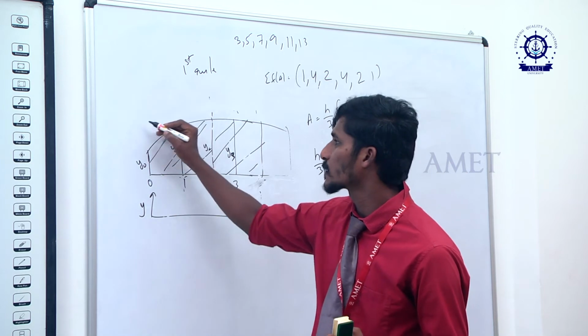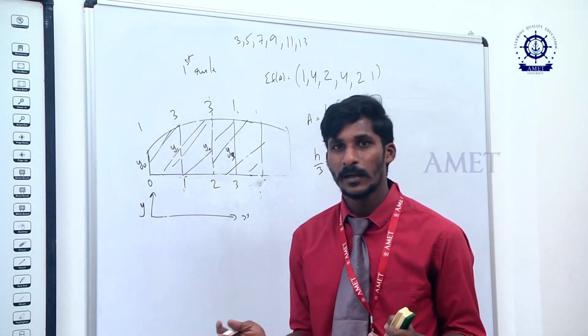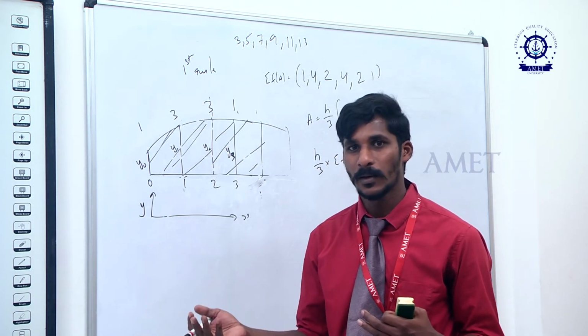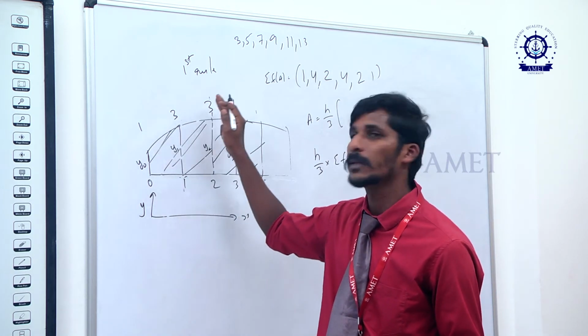So the rule for that is 1, 3, 3, 1. Before, for the 3 ordinates, the rule was 1, 4, 1. And now for the second rule, we are applying this because we require 4 ordinates. So the multiplier to be taken for 4 ordinates is 1, 3, 3, 1.